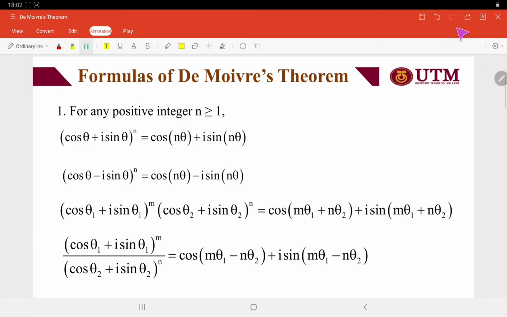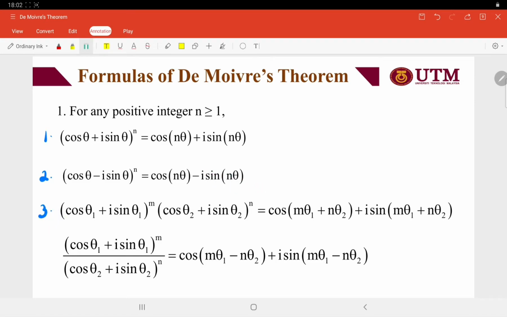There are a few formulas of the De Moivre theorem. For the first one, for any positive integer n greater than or equal to 1, (cos theta + i sin theta)^n will be equal to cos n theta + i sin n theta. If (cos theta - i sin theta)^n, it will result in cos n theta - i sin n theta.